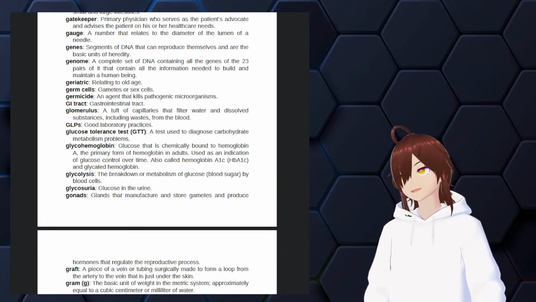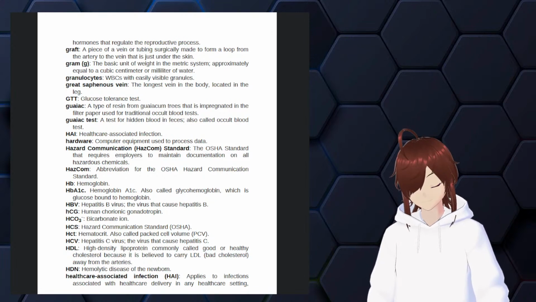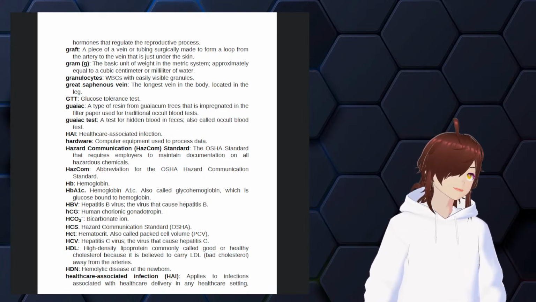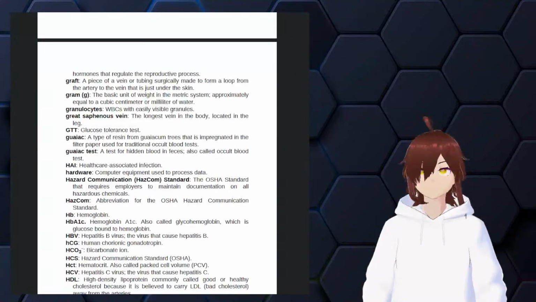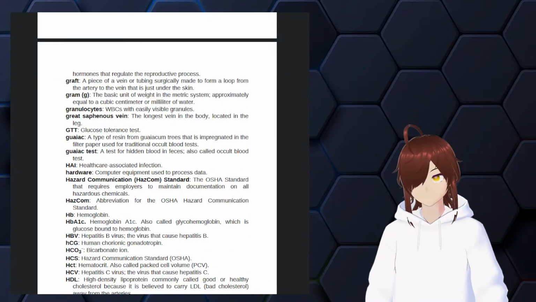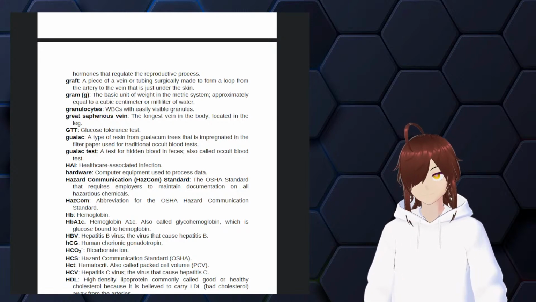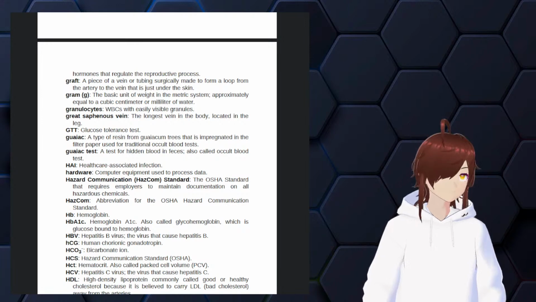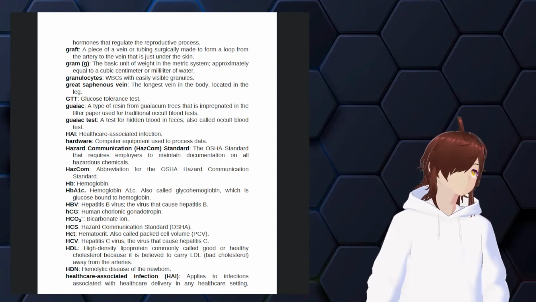Gonads, glands that manufacture and store gametes and produce hormones that regulate the reproductive process. Graft, a piece of a vein or tubing surgically made to form a loop from the artery to the vein that is just under the skin. Grams, G, the basic unit of weight in the metric system, approximately equal to a cubic centimeter or a milliliter of water. Granulocytes, WBCs with easily visible granules. Great saphenous vein, the longest vein in the body, located in the leg.